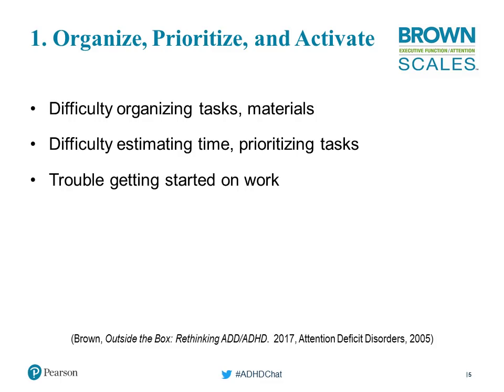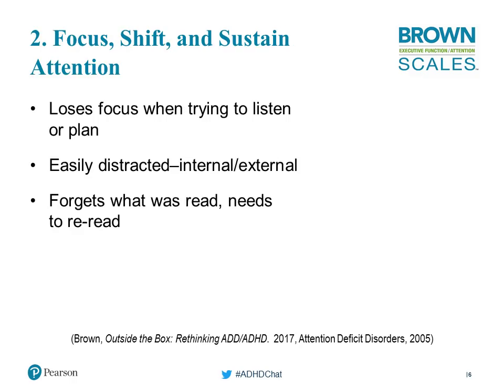You can see that the citation at the bottom of this page is my most recent book where I tried to explain this in more detail. Organizing and prioritizing has to do with getting one's stuff organized, but also prioritizing and deciding which things to do first, getting some idea of how long it's going to take you to do it, and then the one that we hear about most often with regard to students and adults with ADHD is they have a lot of trouble getting started, a lot of procrastination. So this is a cluster of questions on the rating scales that try to address these issues.